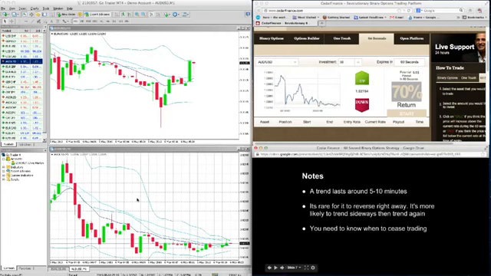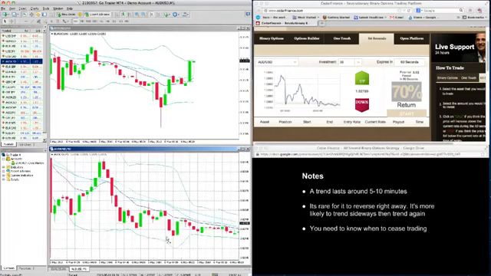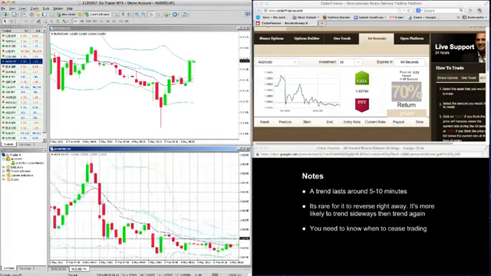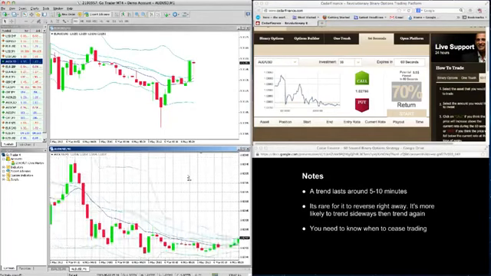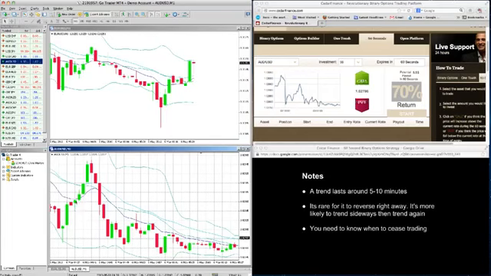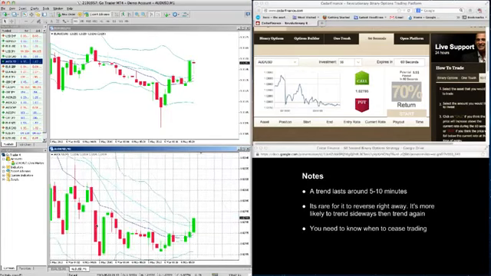Some notes: trends typically last between 5 to 10 minutes. So here you've got 1, 2, 3, 4, 5. That's a 5-minute period. If we scroll back a bit, you can see on that green one here was 1, 2, 3, 4 minutes, but even less going back further.